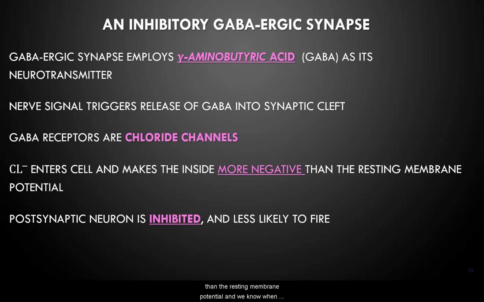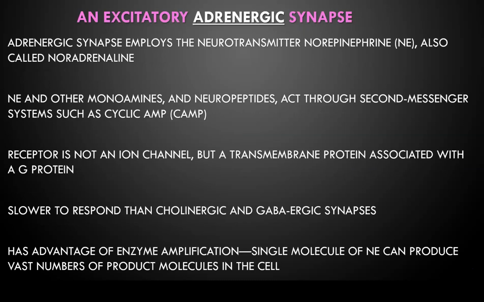And we know when that occurs that the postsynaptic neuron is inhibited and is less likely to fire. An excitatory adrenergic synapse employs the neurotransmitter norepinephrine, also NE, and also called noradrenaline. NE and other monoamines and neuropeptides act through a secondary messenger system such as cyclic AMP or cAMP.